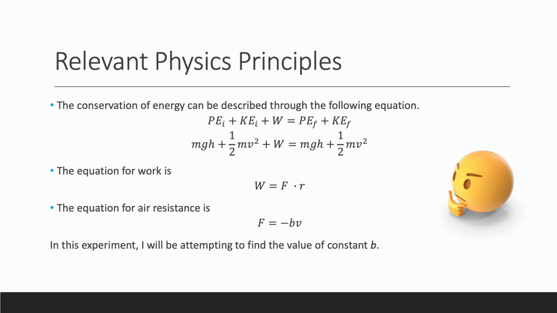The equation for work is the vector of force dotted with the vector of radius, or the distance that it travels. And the equation for air resistance in this scenario will be F equals negative B times V, where B is just a constant and V is the terminal velocity. And we'll be trying to find the value for the constant B.